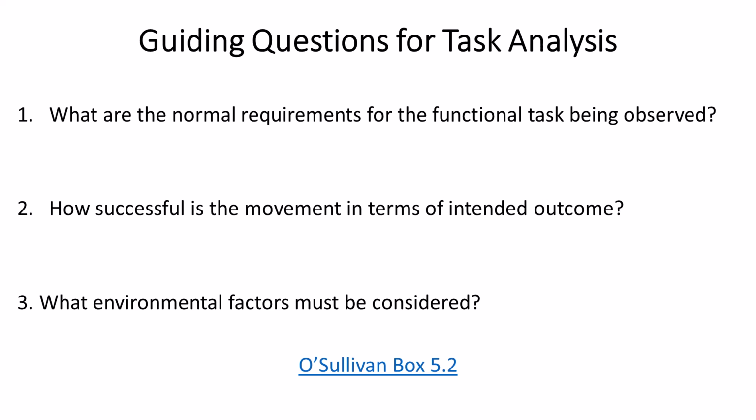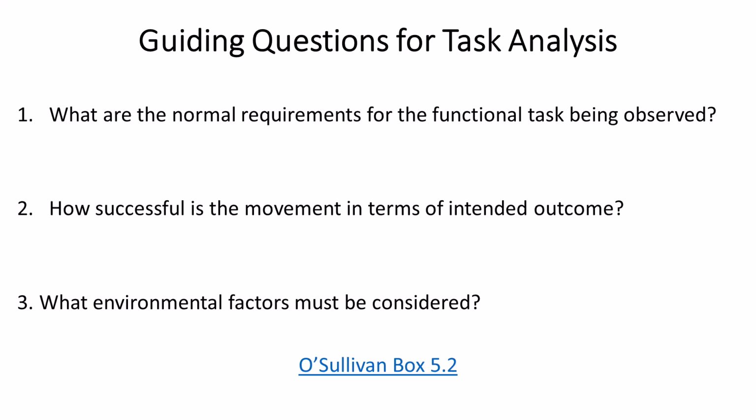And finally, what environmental factors must be considered? So here you want to consider, would you expect the person's performance to change if there were a different environmental context? An example of this would be a person with a brain injury who is highly distractible. If you're asking this person to complete the task in the environment of a busy gym where there's lots of distractions happening all around them, the performance of the task might be very different than if you were asking this person to complete the task in a quiet, private room where there were no distractions.